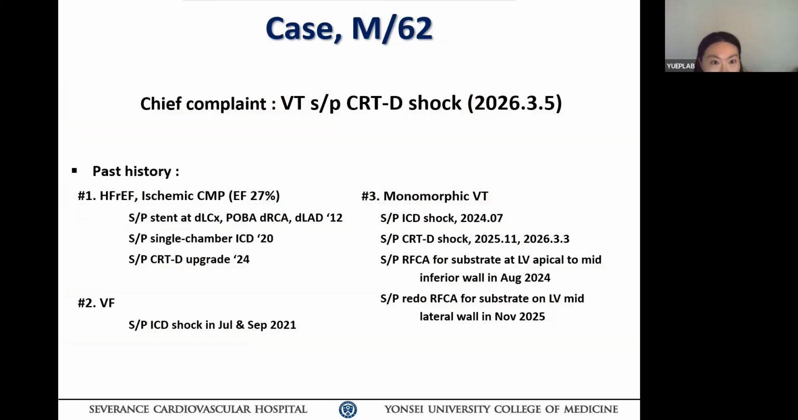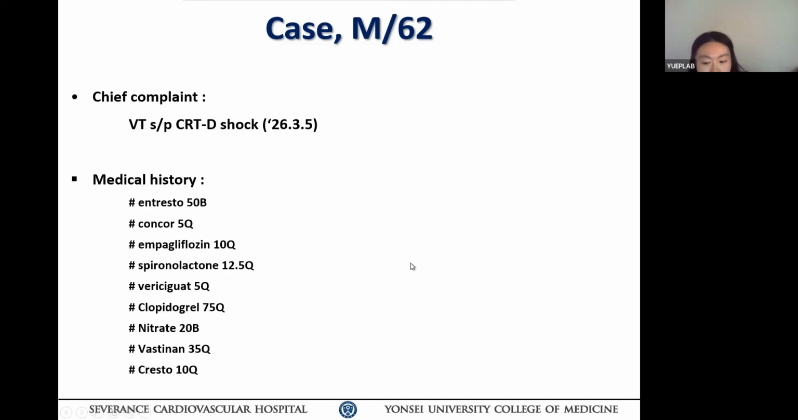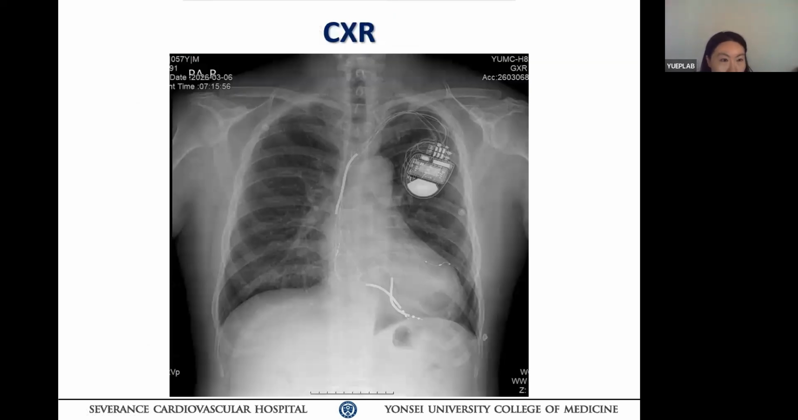Some more information about this patient. This is a 62-year-old male who presented to our emergency department after experiencing shock events from his implanted therapy device. Regarding his medical history, he had ischemic cardiomyopathy. He initially underwent ICD implantation, which was upgraded 4 years later to CRTD in our hospital. He also has a history of recurrent monomorphic ventricular tachycardia, for which he underwent RFCA and redo RFCA. For his heart failure, he had been on guideline directed medical therapy. His chest X-ray is like this in March.